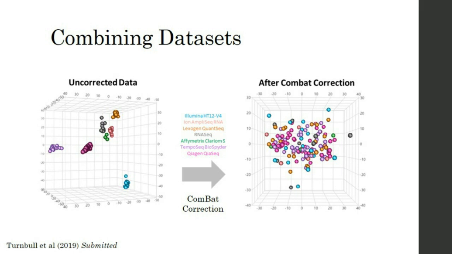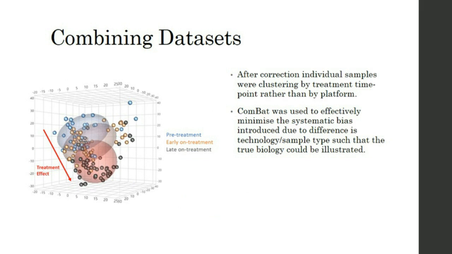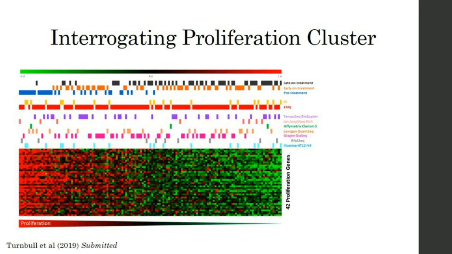So we have to start thinking about the biology. And when you color these by whether they are pre-treatment samples, early on treatment samples, or late on treatment samples, we can actually begin to decipher some biology there. You can see the treatment effect with blue in the top left, moving down towards the dark gray, which is the 3-month treatment samples. So we're beginning to see some evidence of true biology.